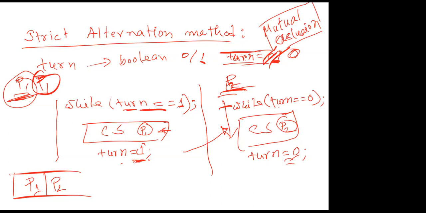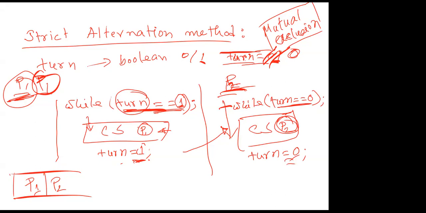Let's check whether mutual exclusion is granted. When the turn value is 1, only process P1 can enter the critical section. When the turn value is 0, only process P2 can enter the critical section. There is only a single variable and two processes, so there is no chance that two processes can enter the critical section at once. It is a single Boolean variable: if it is 1, P1 will be inside the critical section; if it is 0, P2 will be inside.